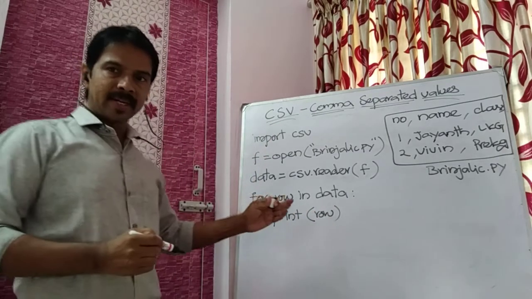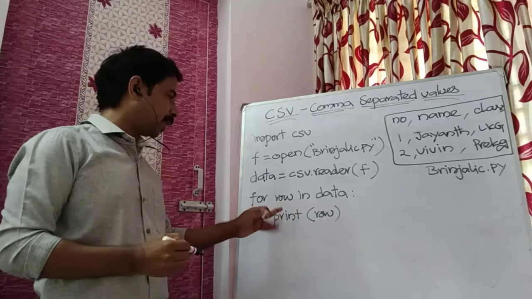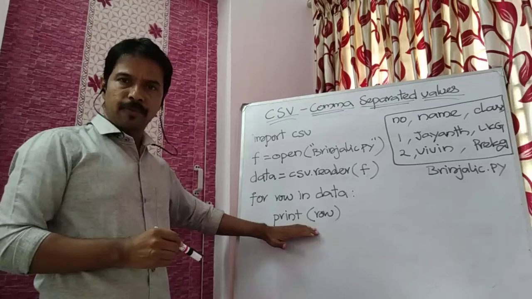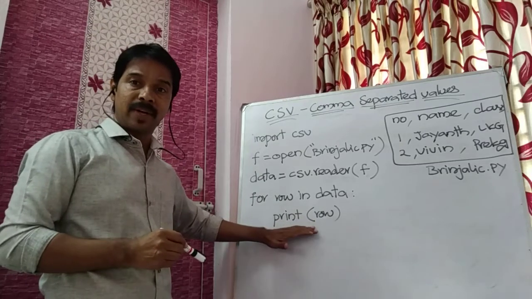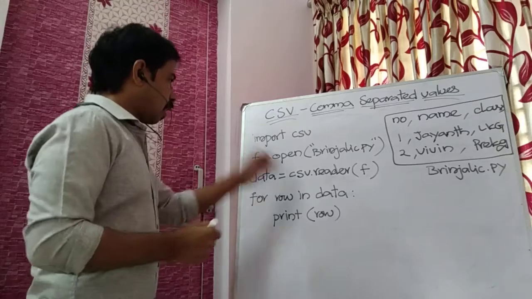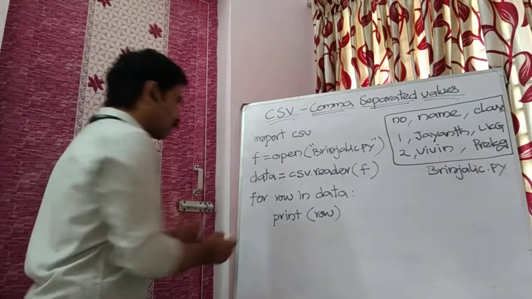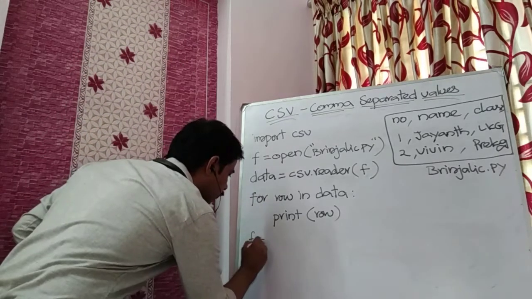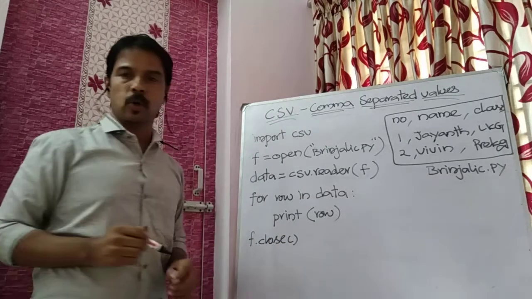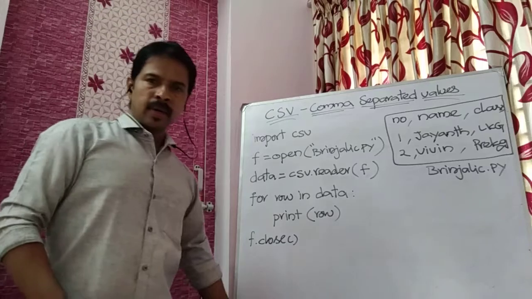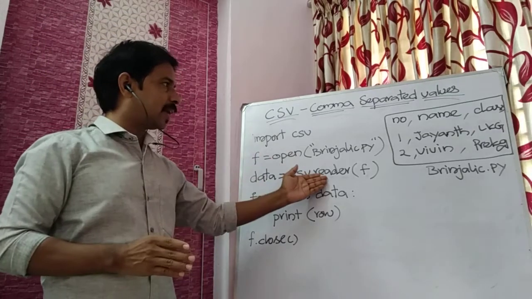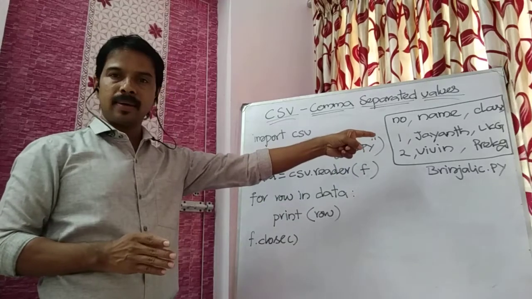Without any format, directly I am giving simply print row. Okay, this is one way of printing only. We can print even this method, what will happen I will explain. Then after completing everything, after printing everything, we have to close the file which we opened, f.close. Okay, this is a simple program to access the data in a tabular form.